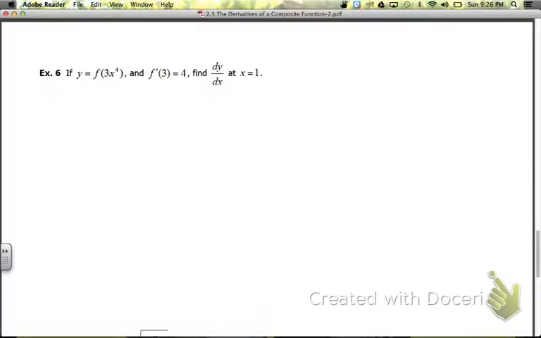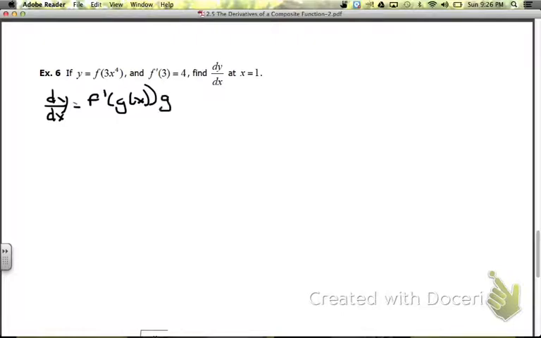So example 6, if y equals f of 3x minus 4, or x to the power of 4, and f prime at 3 equals 4, find the derivative of y in terms of x at x equals 1. So I know that the derivative of y in terms of x is just going to be equal to f prime of g of x. Now I'm using this notation here because in the question it gives me f prime and f of 3x to the power of 4.